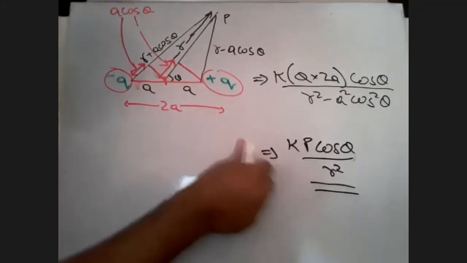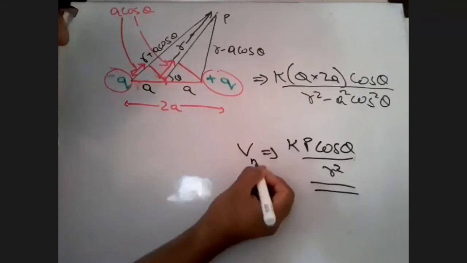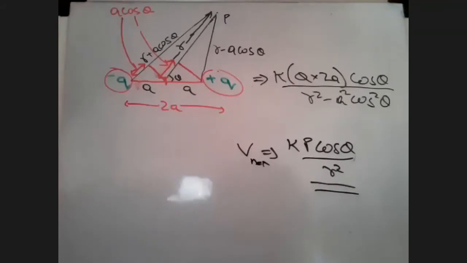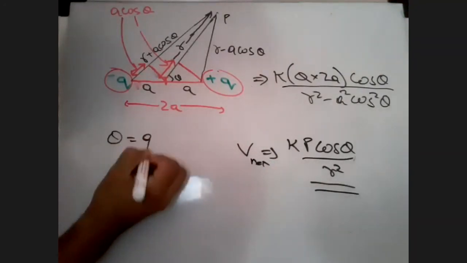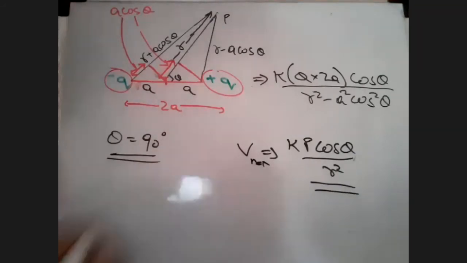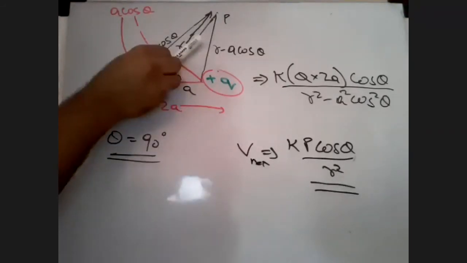Sorry, this is not P. This is V. V net potential. So ultimately, looking at this formula, if I say that theta is equal to 90 degree, what is meant by 90 degree? What did I do? Tell me. What did I do? I basically took this theta and I shifted it like this.